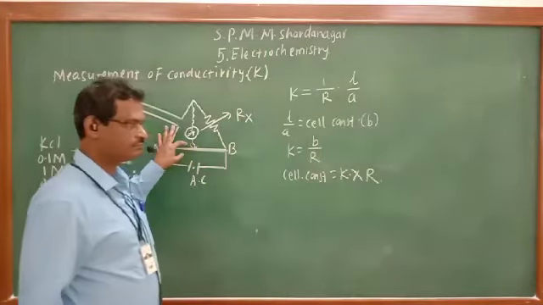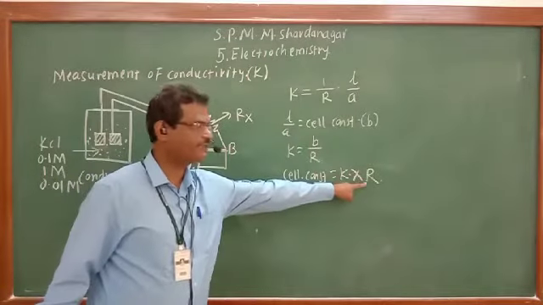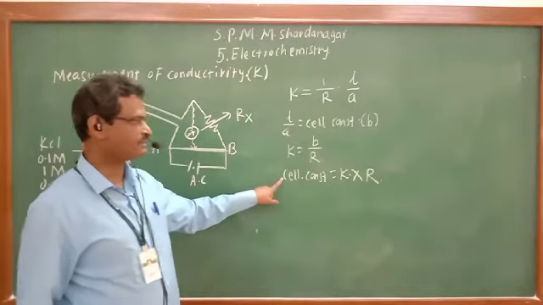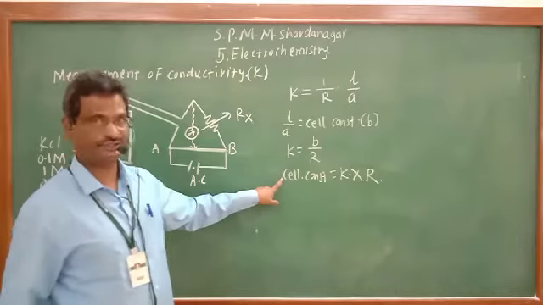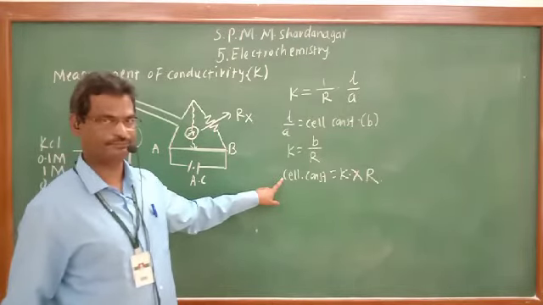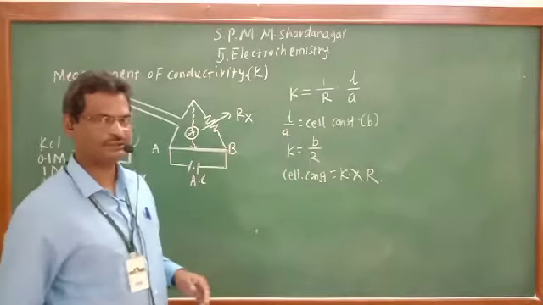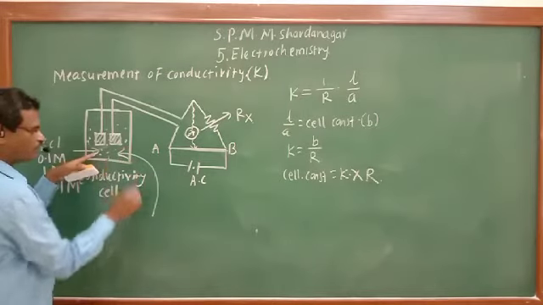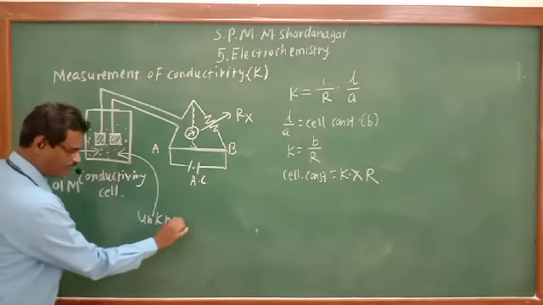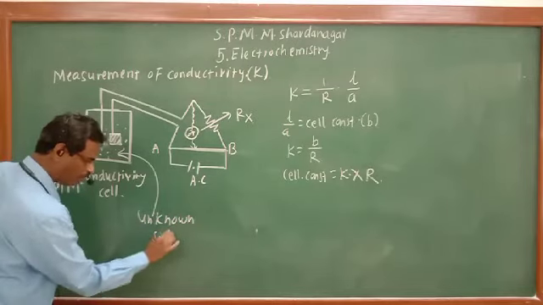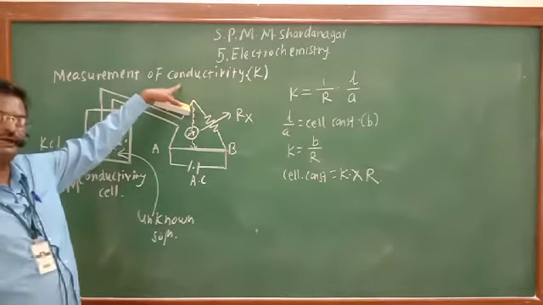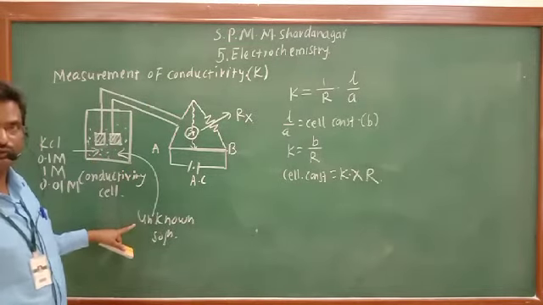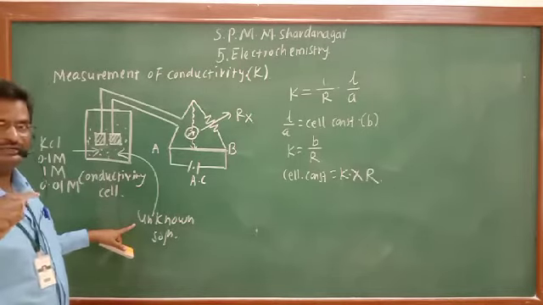By this experiment, resistance R is measured and cell constant can be calculated. After the calculation of cell constant, now this solution is replaced by unknown solution of which conductivity is to be measured. KCl is replaced by unknown solution of which conductivity is to be measured.